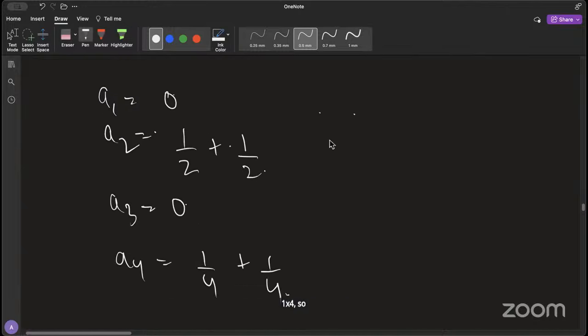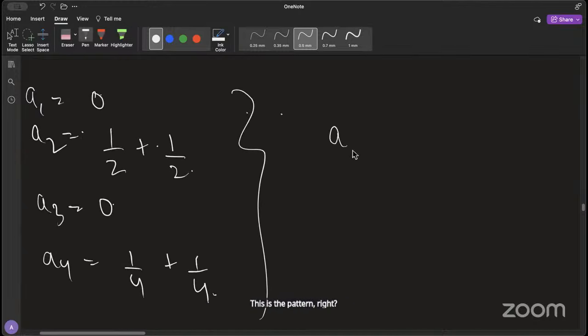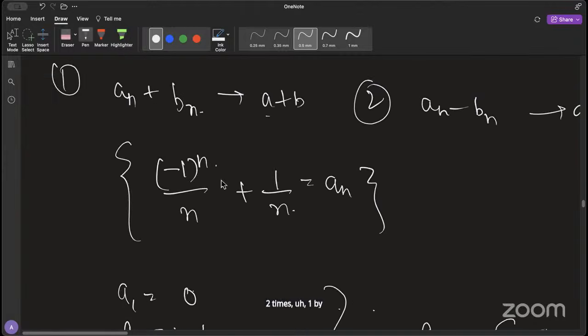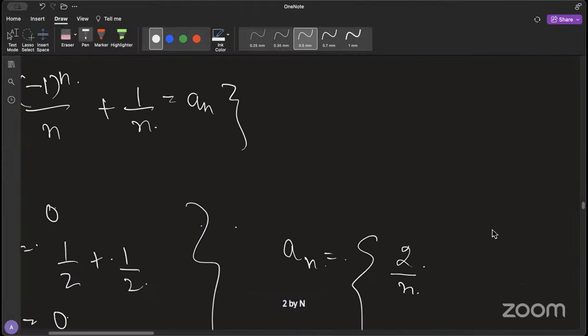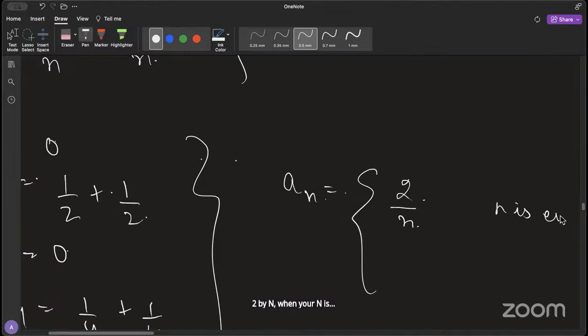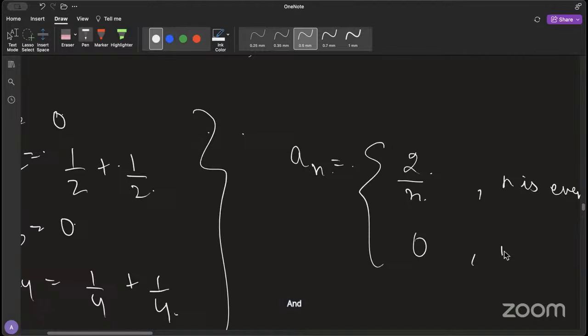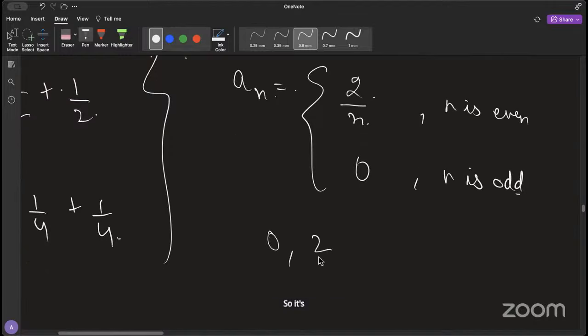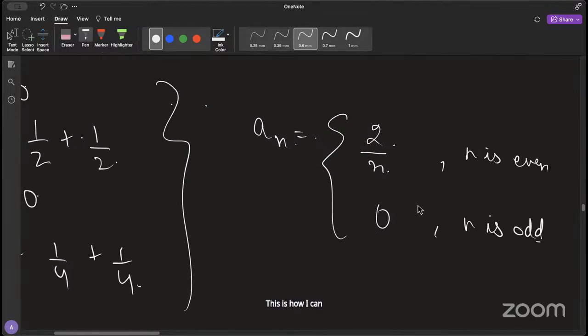So what's happening here is, this is the pattern, right? Your An is actually 2 times 1 by n. So this will be 2 by n when your n is even, and 0 when your n is odd, right? This is your sequence simply. So it's this 0 and 2 by n. This is how I can write my sequence, right?